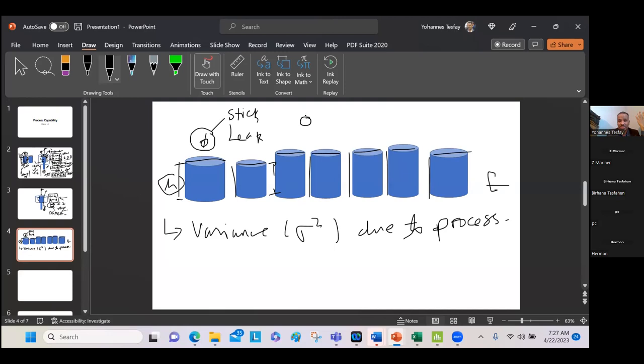Let's say in my design phi is 5 centimeter plus or minus 0.01, okay. Assume this is my specification. That's my specification for the diameter.